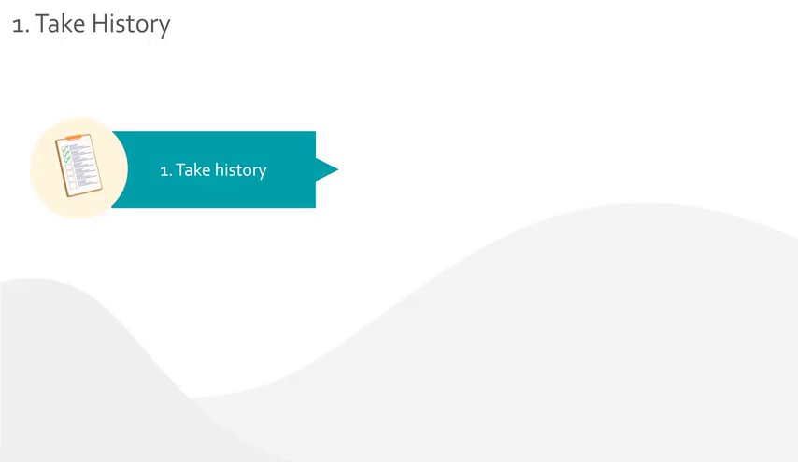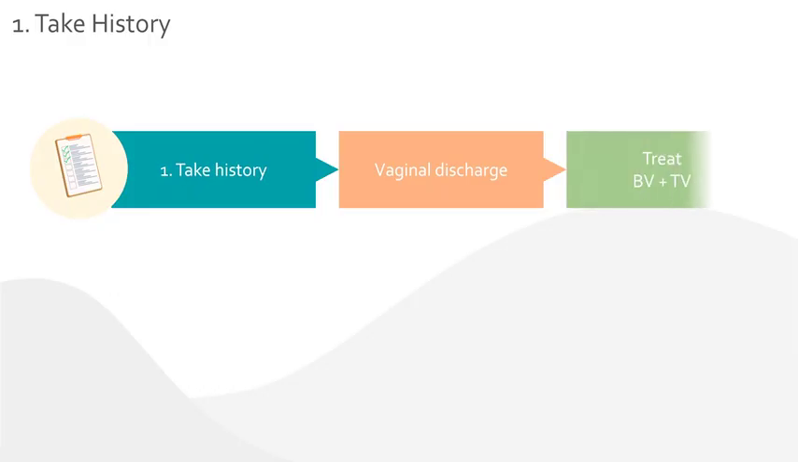Women with symptoms of abnormal discharge, itching, or burning should be treated for bacterial vaginosis and/or Trichomonas vaginalis, which are common in pregnancy. Candida albicans or yeast infection is also very common in pregnancy. Treatment for Candida albicans can be given if the woman describes a white, curd-like discharge.